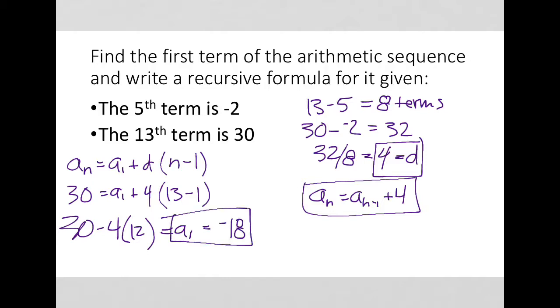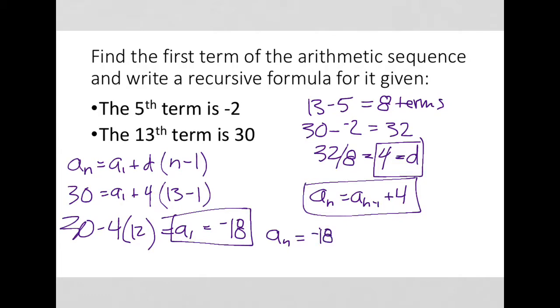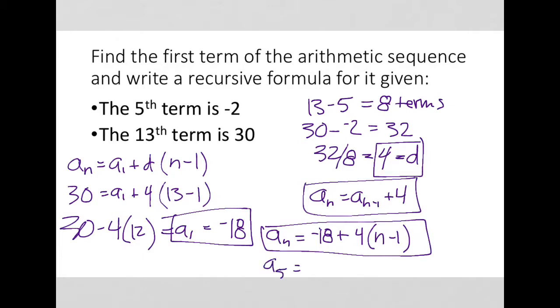So a sub 1 is negative 18, which means our formula, explicitly written, is a sub n equals negative 18 plus our constant difference of 4 times n minus 1. And we can verify that this works by checking our fifth term. So a sub 5 will equal negative 18 plus 4 times 5 minus 1. And you can do this one in your head. 5 minus 1 is 4. 4 times 4 is 16. Negative 18 plus 16 is, in fact, negative 2. So we have verified that this works.